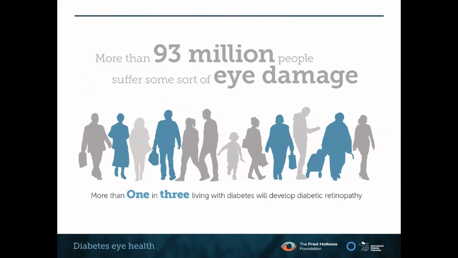As diabetes becomes more prevalent, so do associated complications such as diabetic retinopathy. Diabetic retinopathy can cause irreversible vision loss. Of the 415 million people worldwide with diabetes in 2015, over one third will develop some form of diabetic retinopathy in their lifetime, and a third of those will have impaired vision as a result. More than 93 million people currently suffer some sort of eye damage from diabetes. While advanced diabetic retinopathy can lead to blindness, the early stages are entirely asymptomatic.